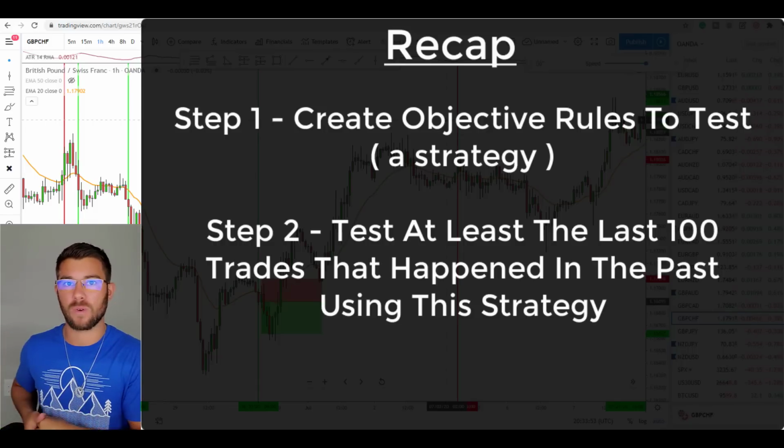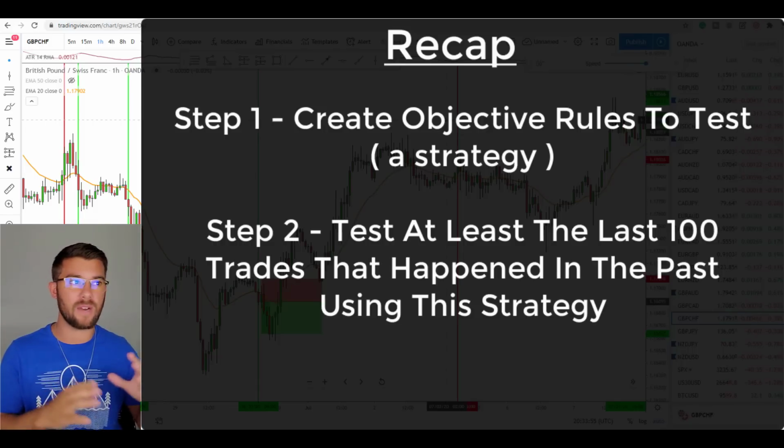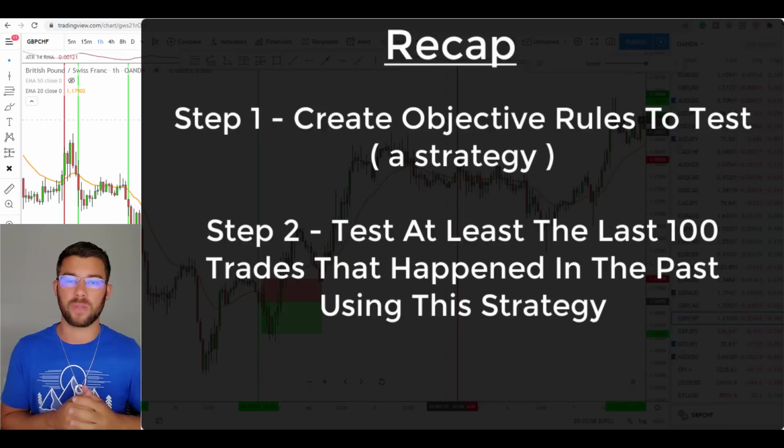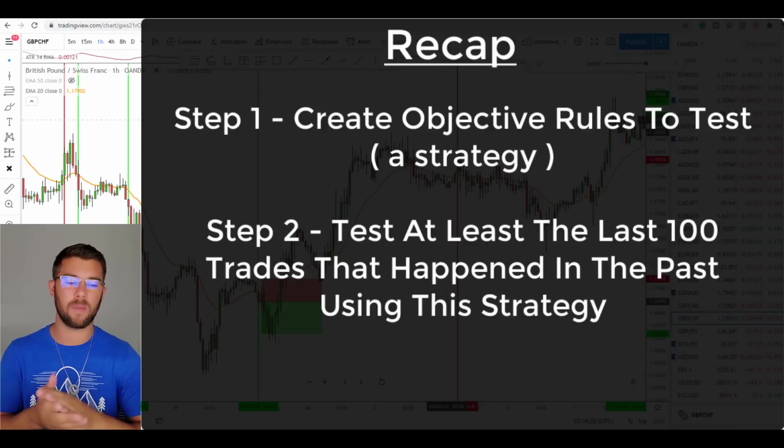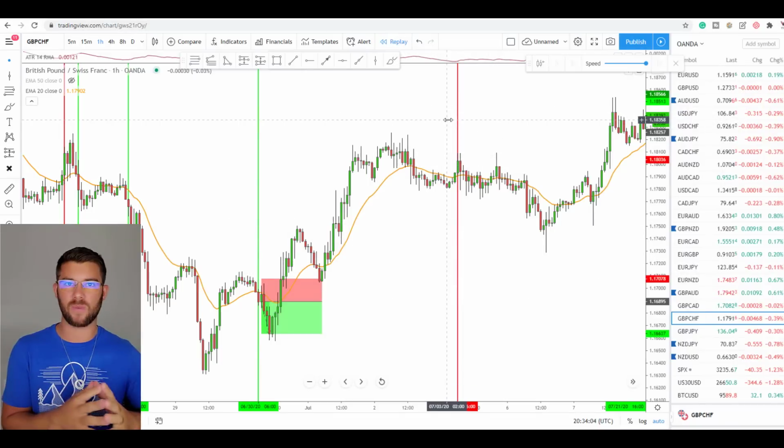Second step, go back through historical data and document each and every time it happened, when those rules took place. And at the end of 100 trades, see, did you have a positive expectancy? Did that specific strategy make money?